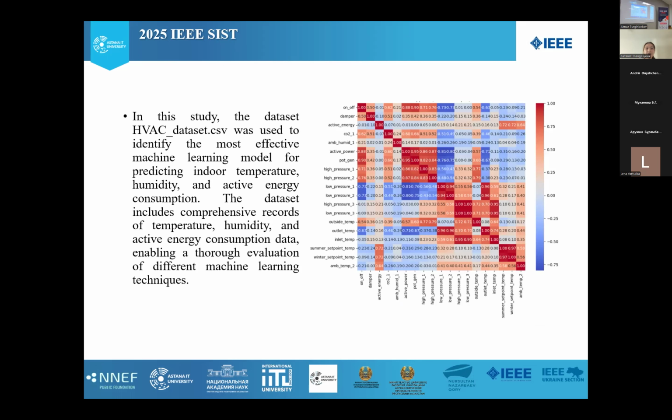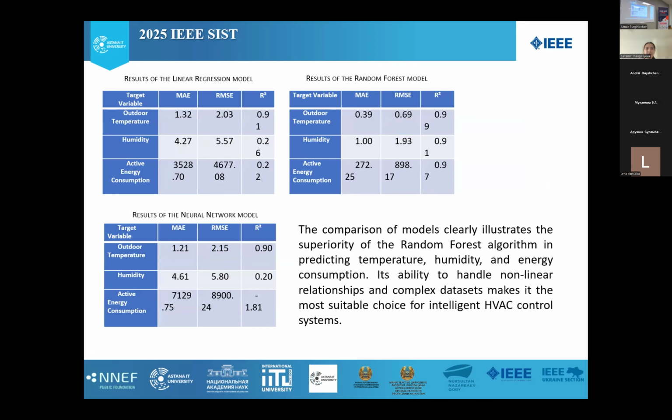Okay, so I choose 3 models to compare between each other. It's linear regression, random forest, and the neural network. From these comparison models, you can see that random forest has the best results for my future work to identify indoor temperature in my home.